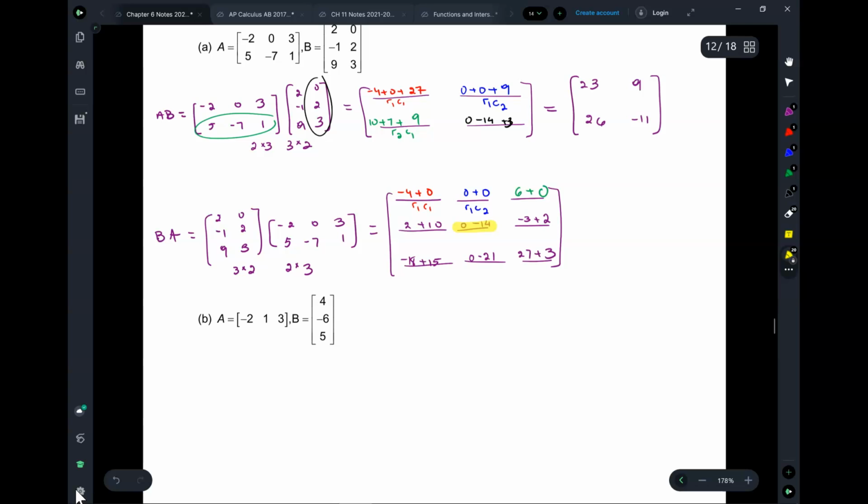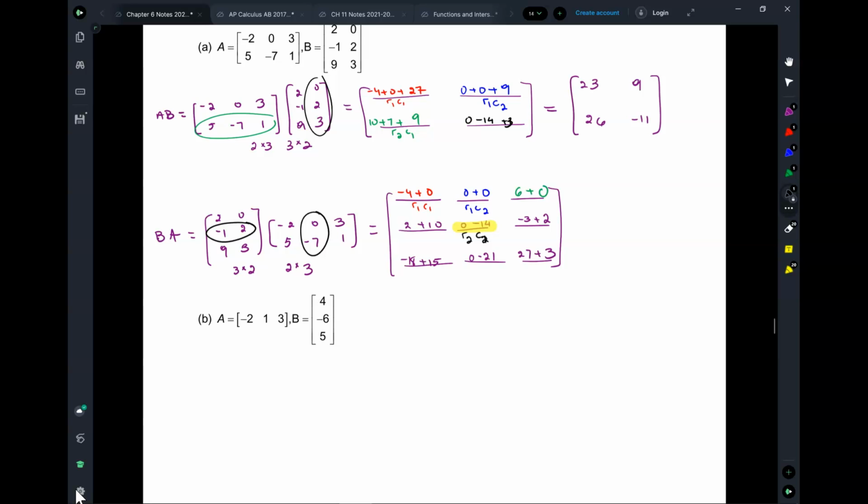Because look, you don't have to go in order. You can be a rebel and go in different order, just take random ones. But if you take that highlighted one, what position is that? This is row 2, column 2, right? So I'm going to take row 2 with column 2. It's so important to get the rows and columns straight. Row 2 and column 2.